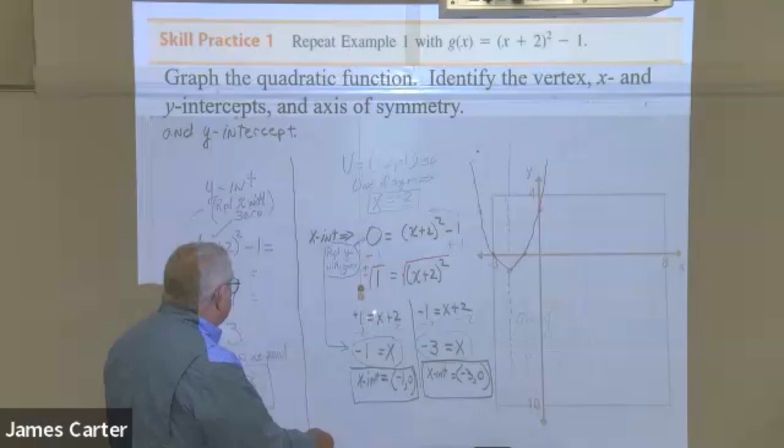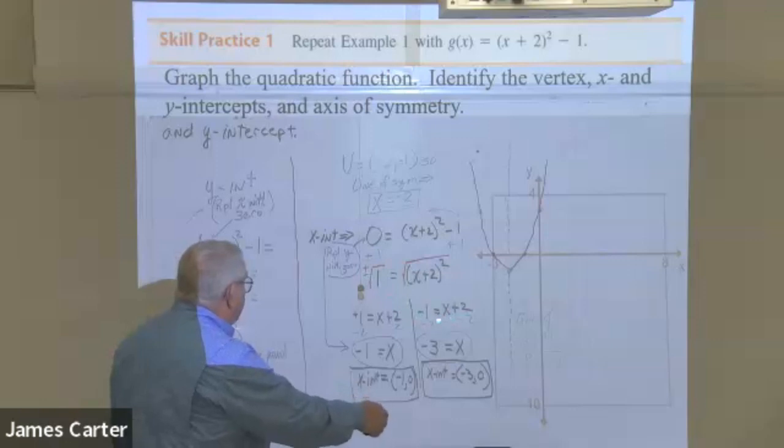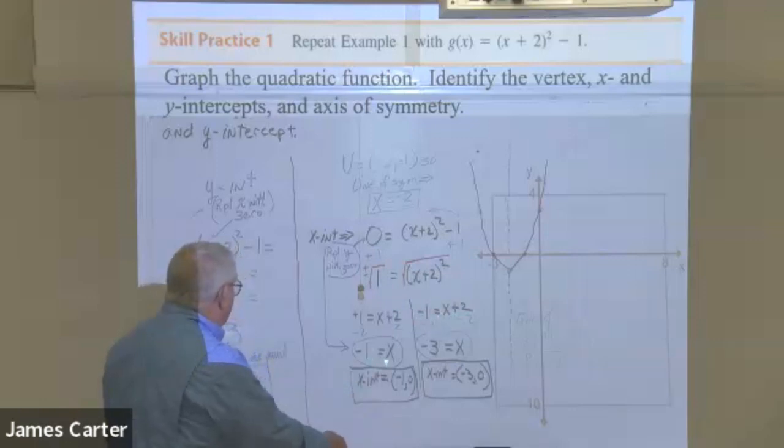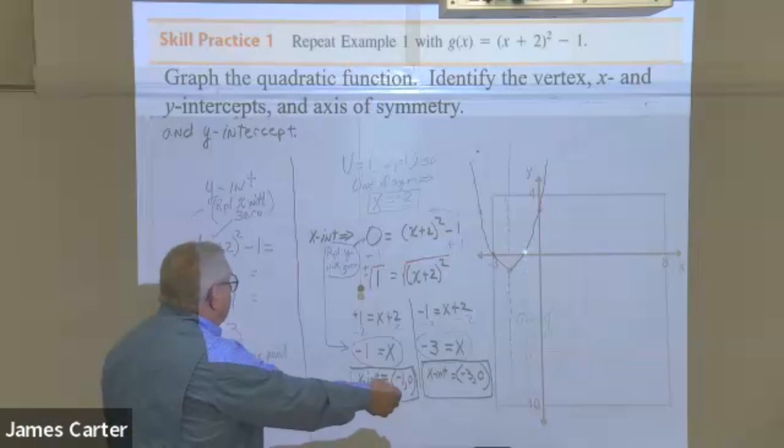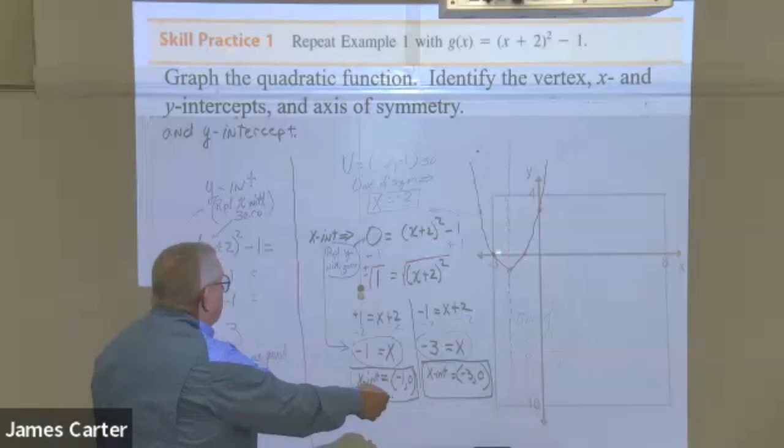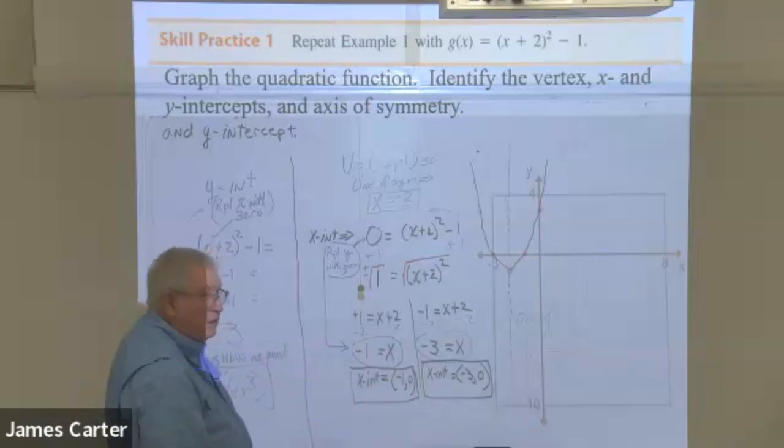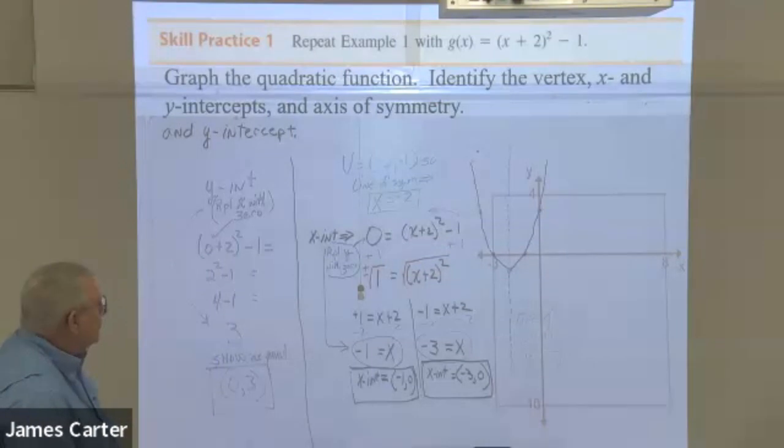That gives me the plus side of this equation right here, and that gives me the minus side of this equation over here. So I get x equals -1 for one of my values right there, and x equals -3 for my other one. Okay. So my intercepts are those 2 points.